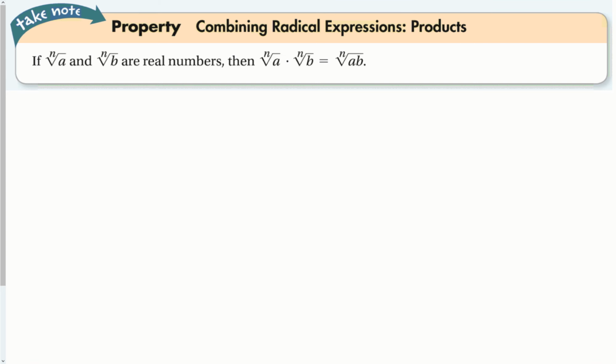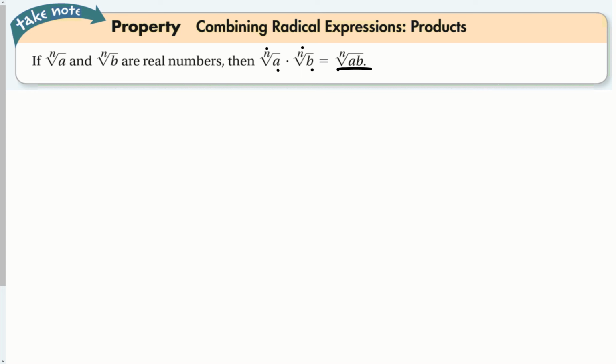Our first property is combining radical expressions, the product property. If the nth root of a and the nth root of b are real numbers, then the nth root of a times the nth root of b is equal to the nth root of ab. This basically says that if you have the same index, you can multiply the numbers underneath the radical together and combine it into one.